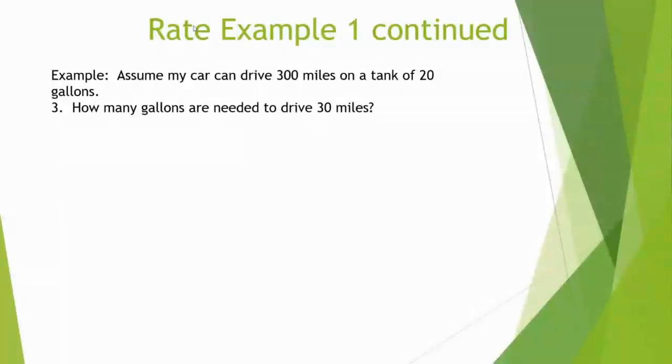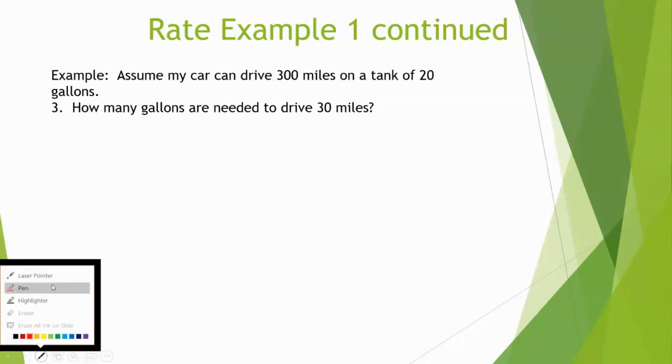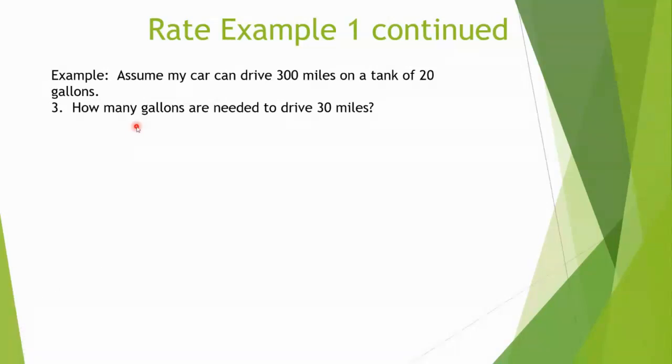So again, we're dealing with the same problem here. What we're going to do now is figure out how many gallons are needed to drive 30 miles. Again, we have the same car, all that stuff. Okay, so again, we can solve this using a proportion. I did try solving this last time with the factor label method, but I thought people got a little confused. So I figured let's try proportions.